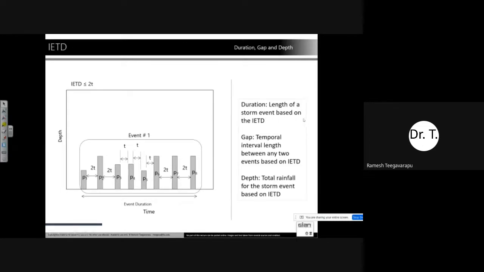Okay, so basically what we could do is we can look at the duration, that is the length of the storm event, based on our definition of IETD. We can look at the gap between two events, and then the depth also, the amount of rainfall that happened based on our definition of IETD.